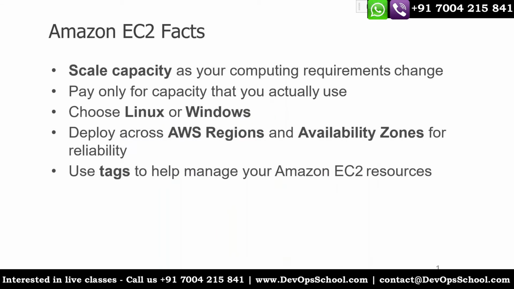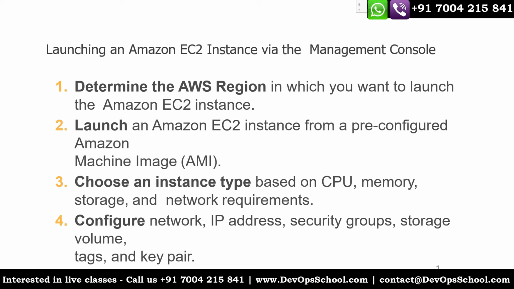Some of the facts of EC2 we should know. This will help you to understand the services a little bit better. Scale capacity as per your computing requirement; you may change it. Pay only for the capacity that you actually use. You can choose anything, Linux or Windows. Deploy across AWS regions and availability zones for reliability, and we'll do that. We can use tags, like the name tag which you have used. You can add as many tags as you like to manage your AWS resources accordingly. So tags are for everywhere. Now, while launching, you have to determine the region, and launch using that AMI.